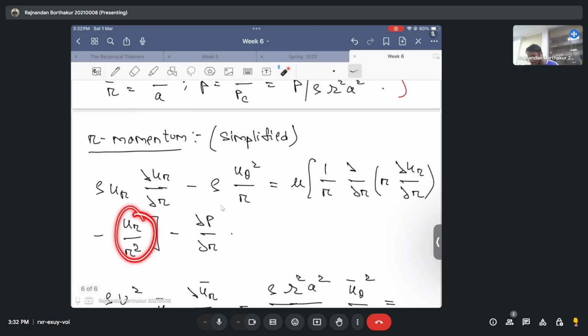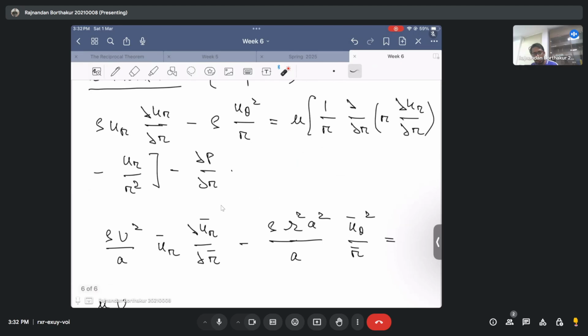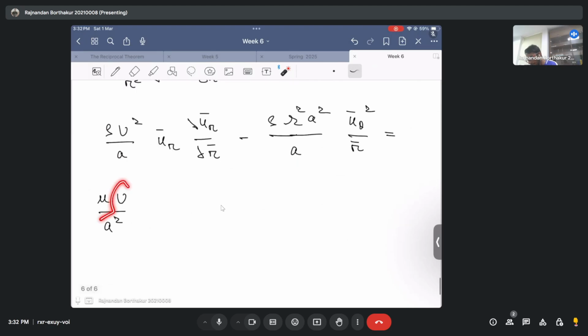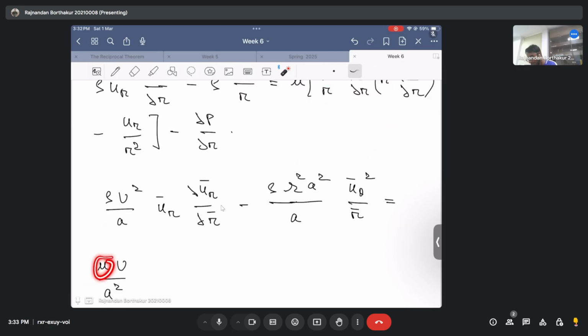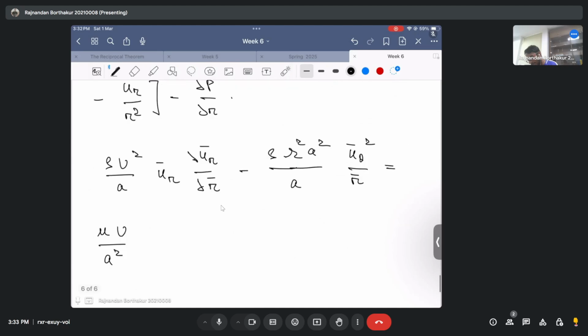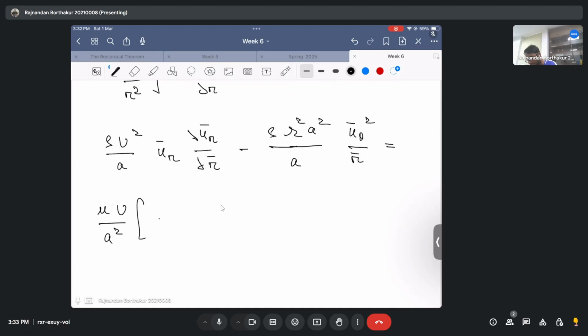And this term will also spit out the same term, which is just u by a squared. So that's why I'll take the u by a squared common from these two terms, and then club them with mu basically. So that's the thing that we did. I hope it is clear. It's just non-dimensionalization that we are doing.